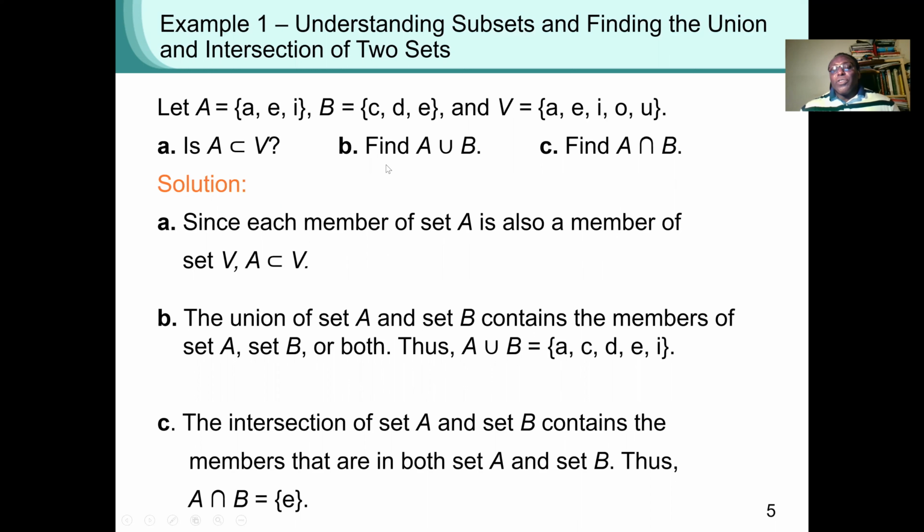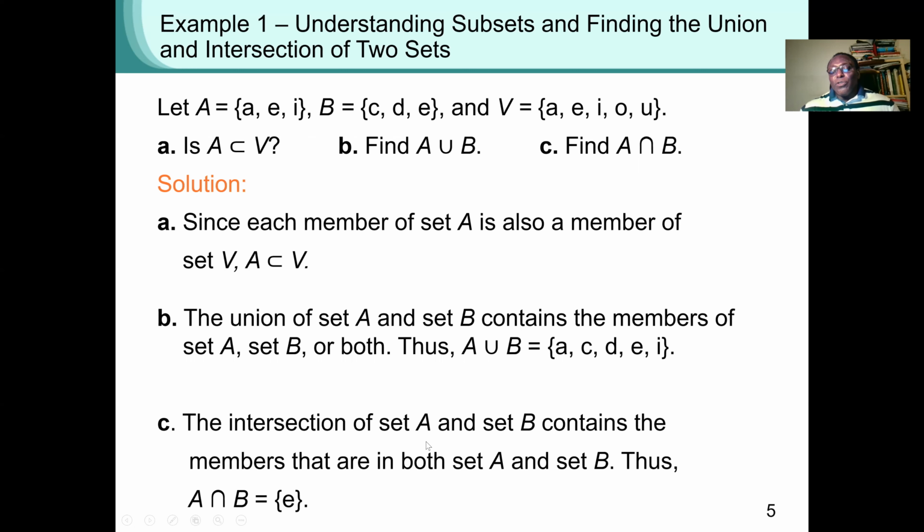Question 2: they say we should find A union B. So I'll look. In A, we have lowercase a, e, i. In B, we have c, d, e. So A union B will be a, e, i, c, and d. We said the union of set A and set B contains the members of set A, set B, or both. So the answer will be a, c, d, e, i.